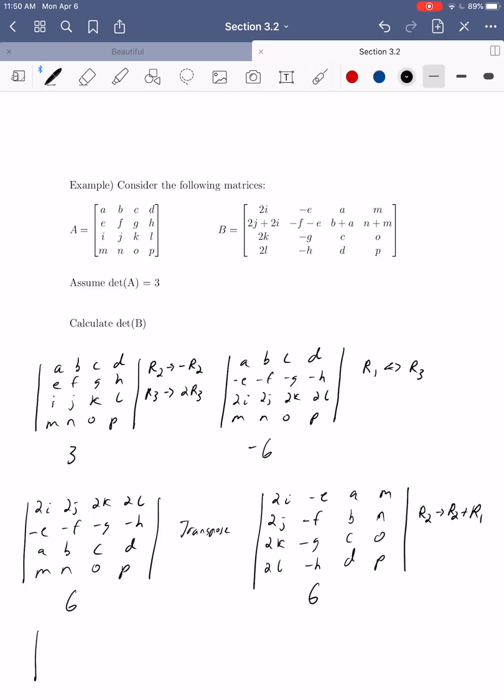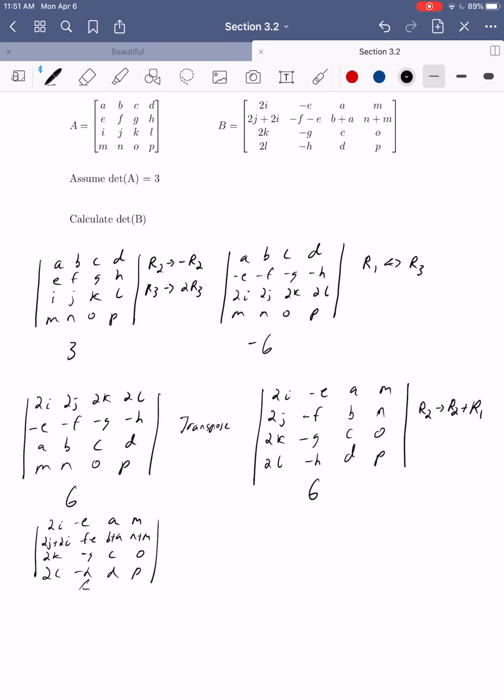So when we do that, we should get 2i, negative e, a, m, 2j plus 2i, negative f minus e, b plus a, n plus m, 2k, negative g, c, o, 2l, negative h, d, p. And of course, that matrix would also have determinant 6. So this matrix right here does match our matrix B. Everything is the same here. So we can say that the determinant of B in this case is 6.